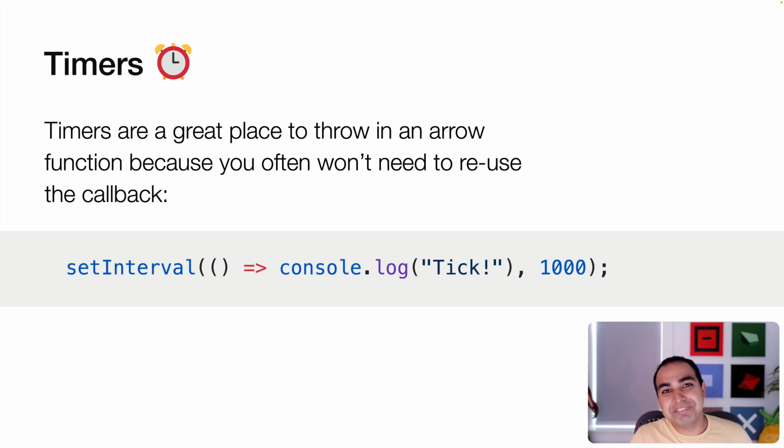Similarly, timers have a good area for them as well. Like I said, setInterval, for example, takes a function as an argument where you can specify what happens each time the interval ticks. In this case, we just have a log statement that says tick, and we were able to use an arrow function to simplify things very greatly.